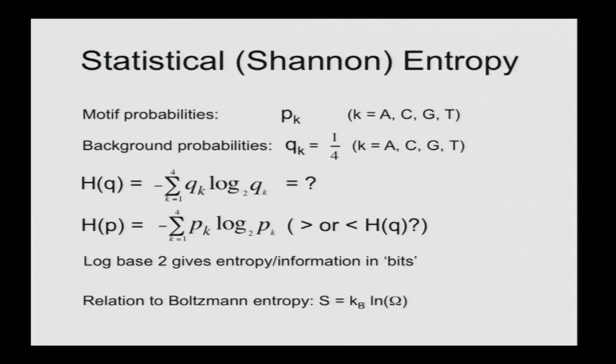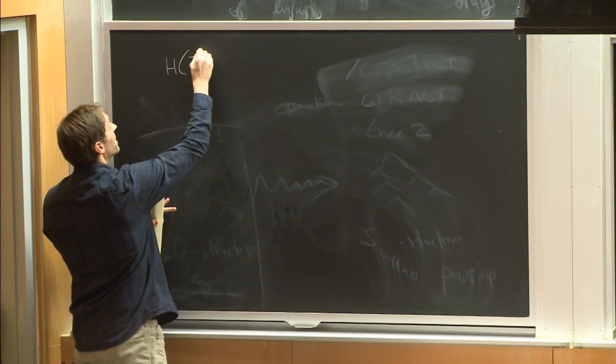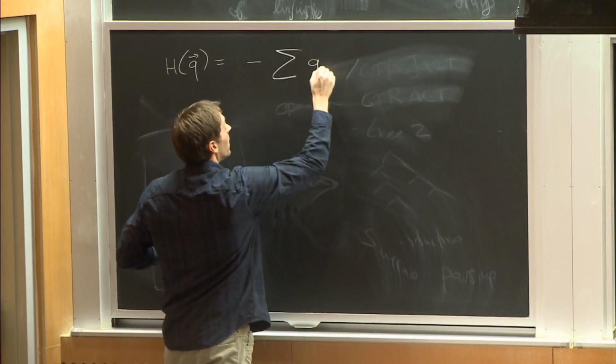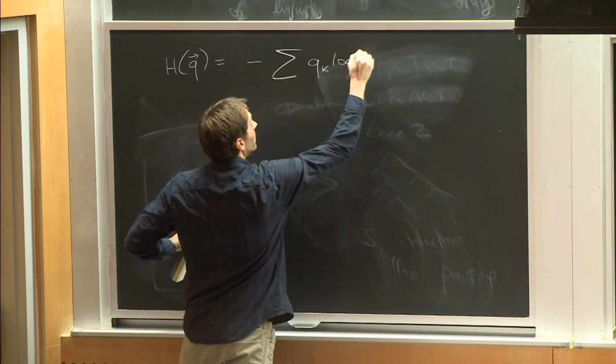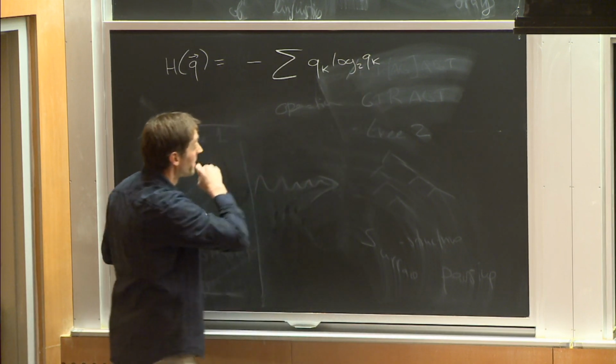They're all a quarter. Then the statistical or Shannon entropy of a probability distribution, or vector of probabilities if you will, is defined here. So H of q, where q is a distribution, or in this case a vector, is defined as minus the summation of qk log qk in general, and then if you want it to be in units of bits, you'd use log base 2.